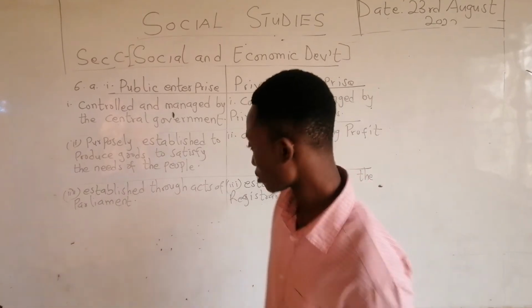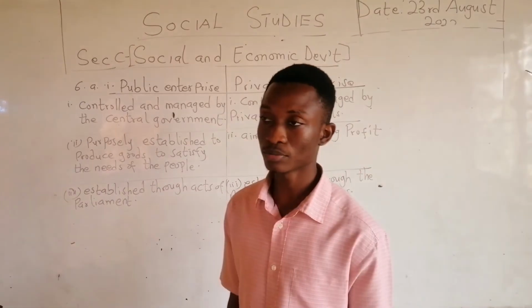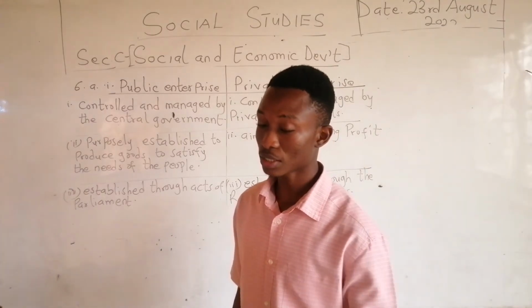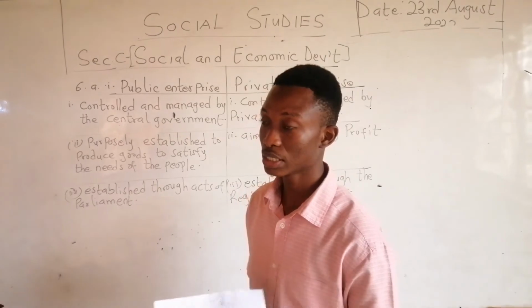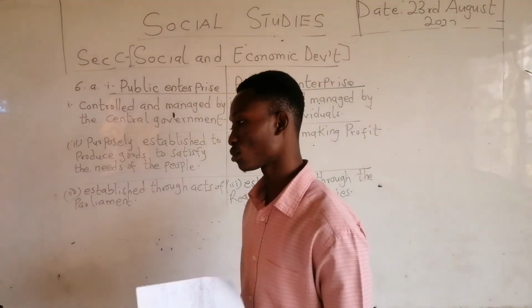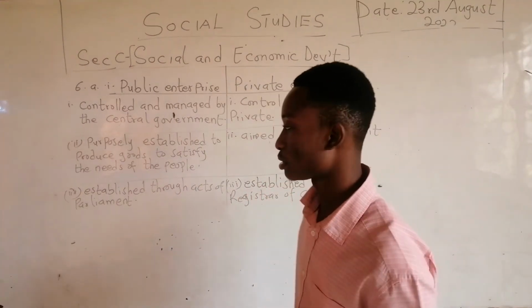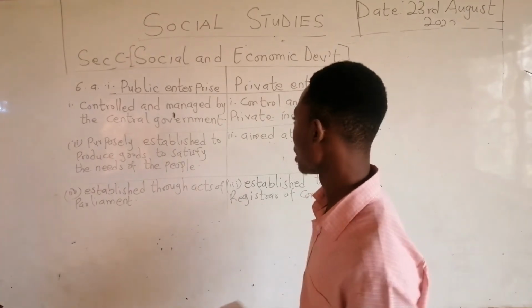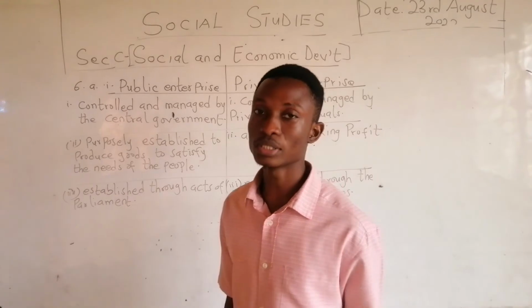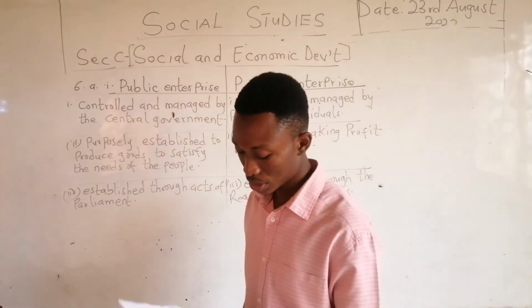Four, we also talk about being established through the registrar of companies. And then five, we can also talk about being controlled and managed by private individuals appointed by the shareholders.